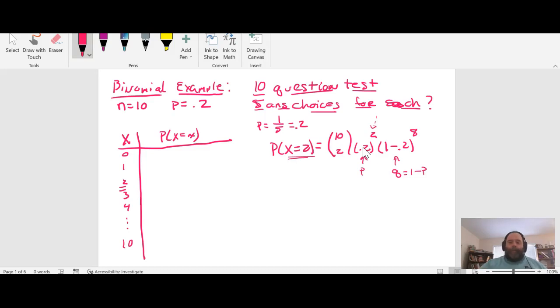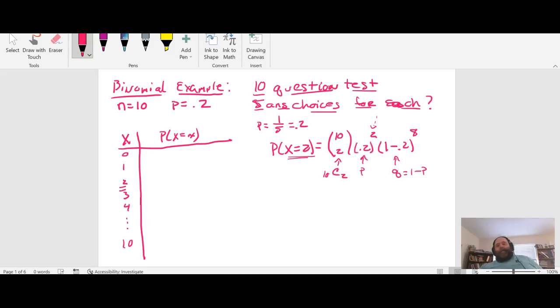But this would be great if you got the first 2 problems right and everything else wrong. But that's not the case. I could put those first 2 in different places. So the number of different ways that I could get 2 right is 10 choose 2. You've also seen this as 10C2 in some places.